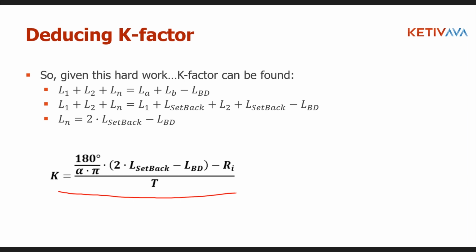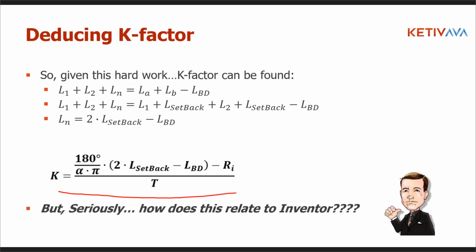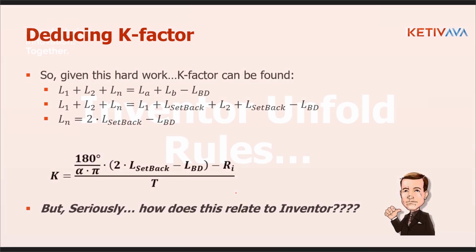But knowing that this is how Inventor sets up its unfold rules is because of this background. This is the way it has practically worked over the years. This is the information that's out there. We have to be able to interpret that information and use it properly, okay? And we want you to understand where the information comes from too, so you can troubleshoot anything you may be having issues with. But seriously, how does this really relate to Inventor?